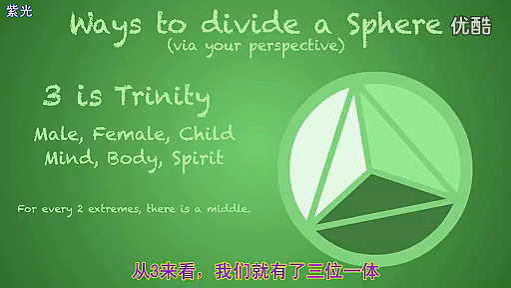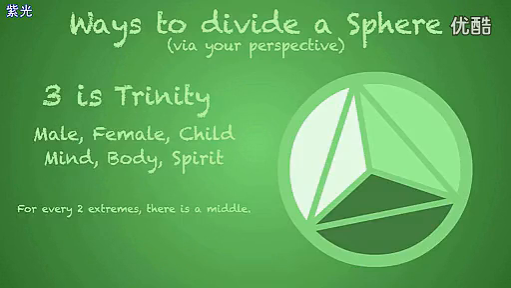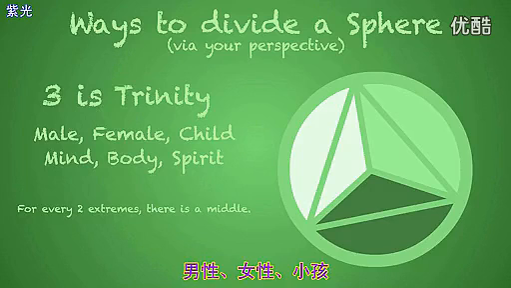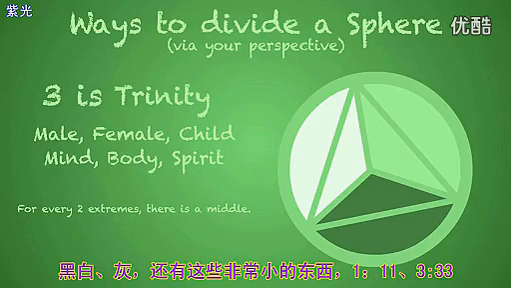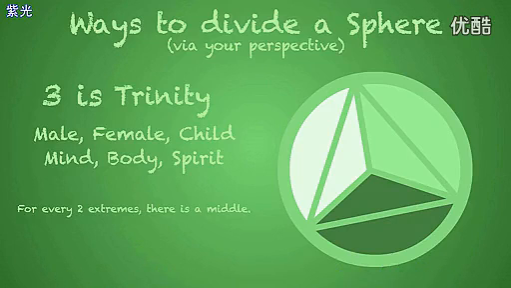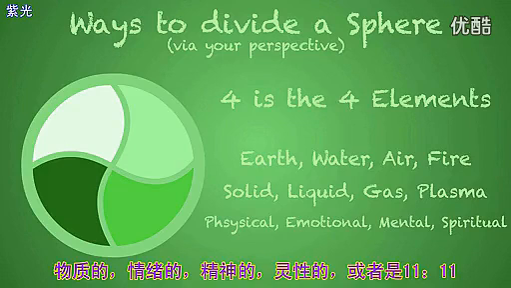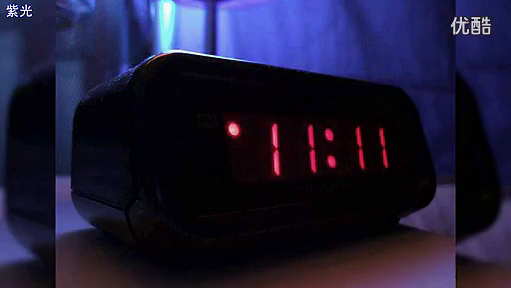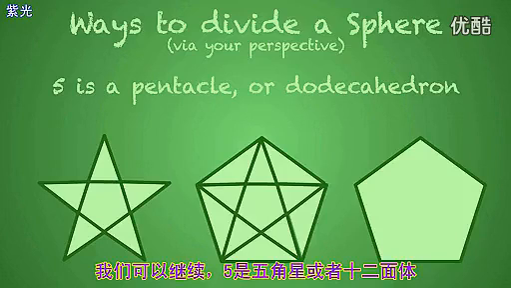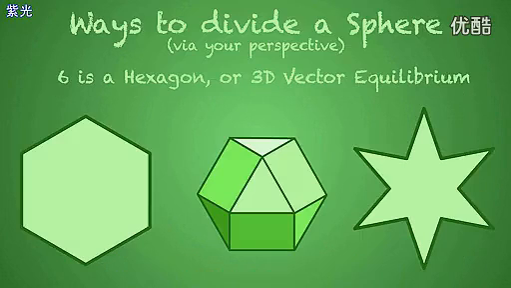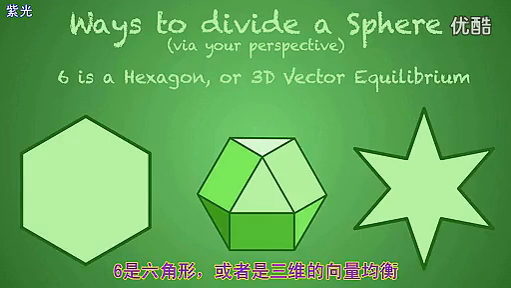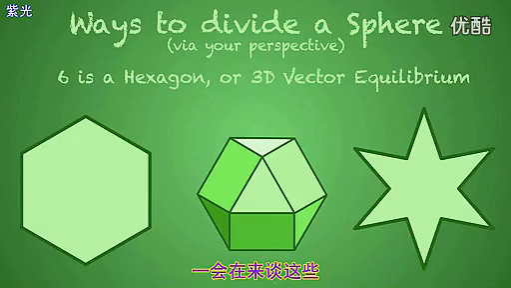If you look through three, you see a trinity: mind, body, spirit, male, female, child, up, down, middle, black, white, gray, or even little things like 111 or 333 on your clock. If you look through four, you see the four elements. They are the physical, mental, emotional, or spiritual, or perhaps 1111 on your clock. We can continue. Five is the pentacle, as well as the dodecahedron. Six is the vector equilibrium, or cube octahedron, which we'll talk about in a few minutes.